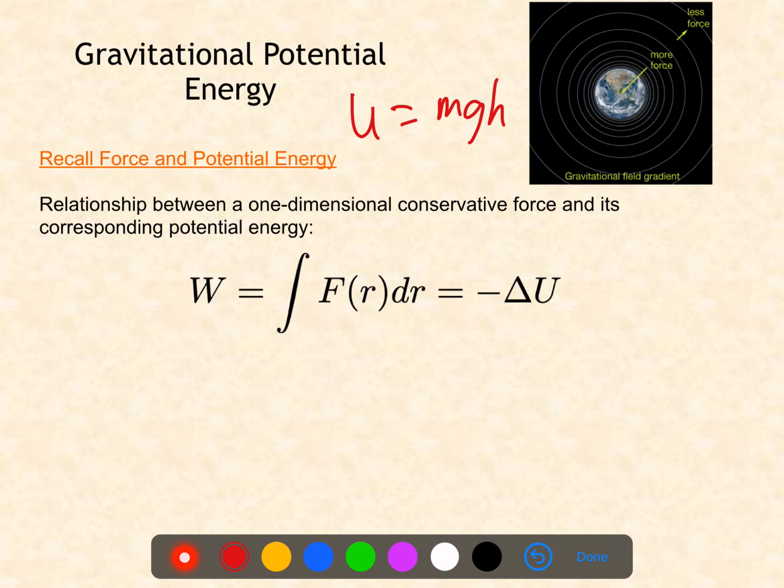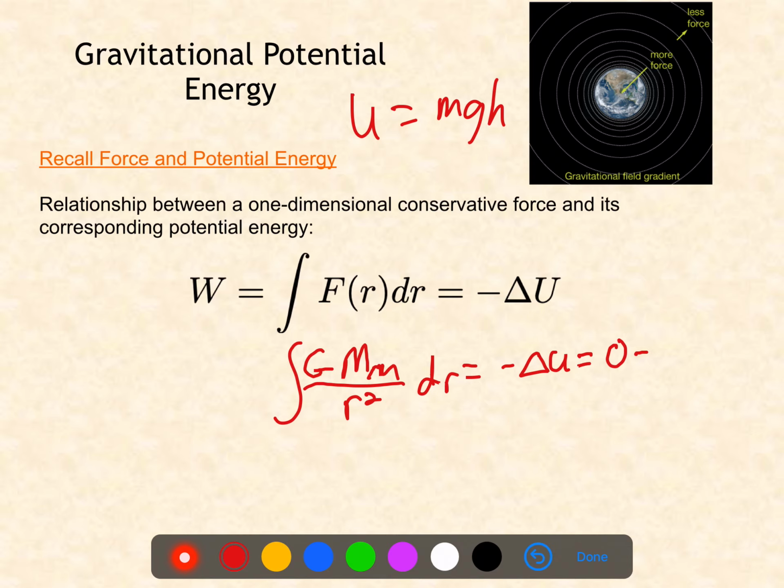So what I'm going to do is plug in the universal law of gravity for the force into this equation. So we have that G M m over r squared dr, if we integrate, should be equal to the negative change of potential energy, which is to say the initial energy minus the final energy. If I take the initial position to be out at infinity, that's where I'm going to set my zero value. So U 0 minus U final.